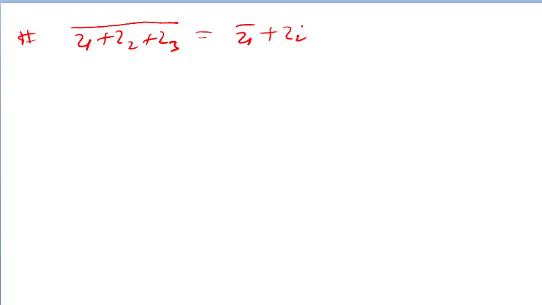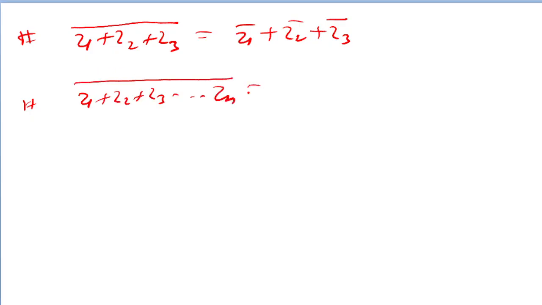Next, let's talk about the conjugate of multiple complex numbers, more than 2. This is applicable for any number of complex numbers. Say there are 3 complex numbers added: the conjugate of z1 plus z2 plus z3 is the sum of the separate conjugates. It is applicable for z1 plus z2 plus z3 up to zn. If I take the conjugate, it is the sum of the conjugates up to zn.